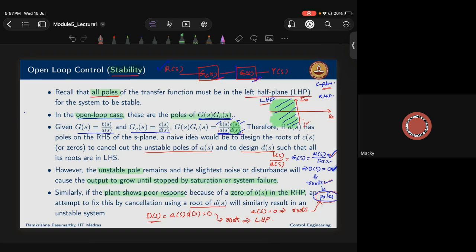So C of S by D of S is nothing but your controller transfer function. Controller transfer function. Clear? So that's how we can modify the stability of the system. This is the third aspect.